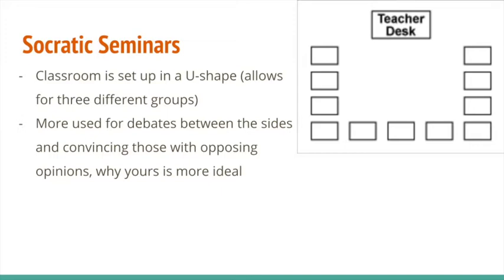So with a Socratic seminar, it is most easily done if the classroom is set up into a U shape because it allows for three different groups in the classroom. A group on the left, a group on the right, and a group in the back, bridging those two groups together. This style of Socratic seminar is mostly going to be used for debates between the opposing sides and convincing those with opposing opinions why your opinion or why your ideas are more ideal and are more efficient.